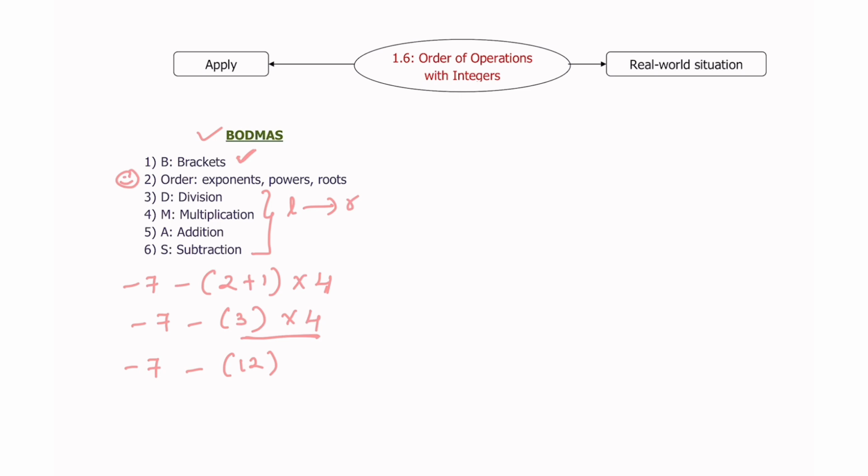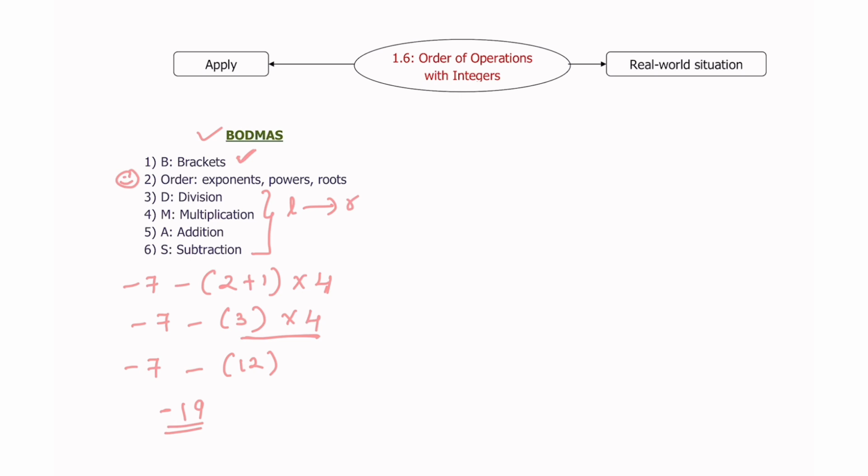Addition we don't have. Subtraction, both are negative. When it's the same sign, we add them, right? So 12 plus 7 is 19, and we put the respective sign. So that's how you apply this rule. Wasn't that simple? It's just following the order: brackets, order, division, multiplication, addition, subtraction, BODMAS. That's it, and you solve your equation.